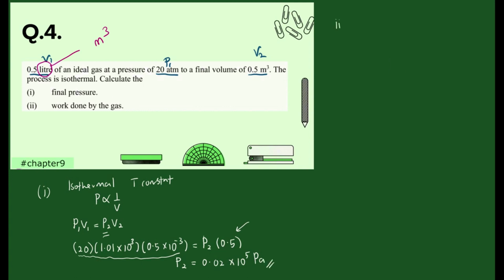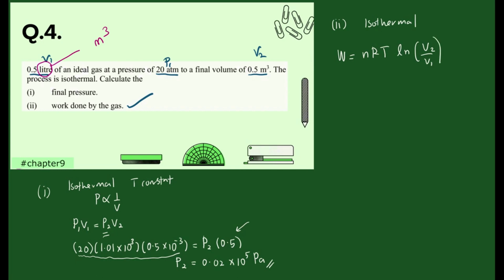For the second question, we need to find out the work done by the gas. So remember, we have a specific equation for the work done in an isothermal process. Work done is equal to nRT ln V2 over V1.